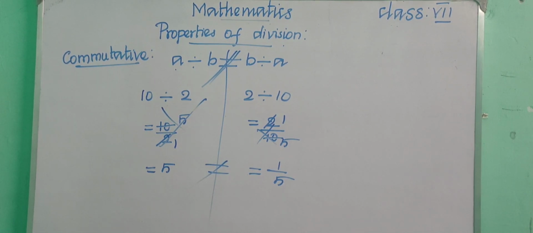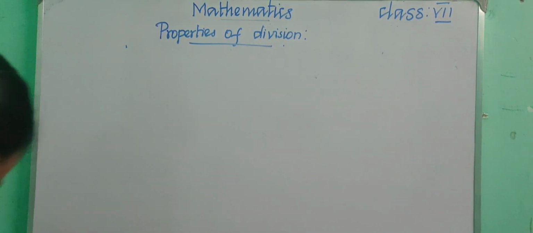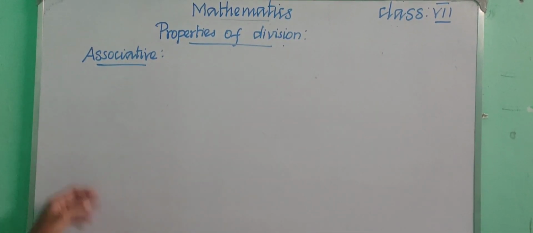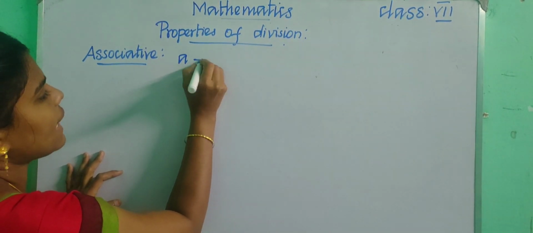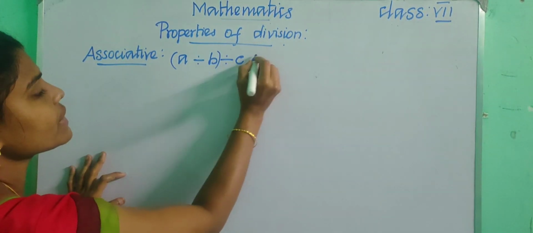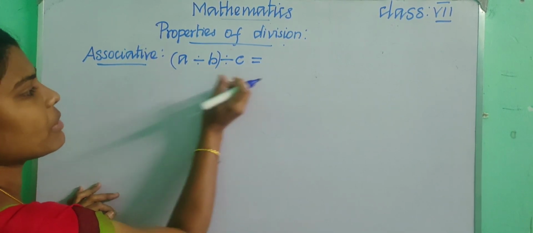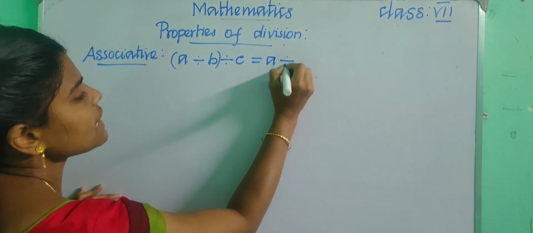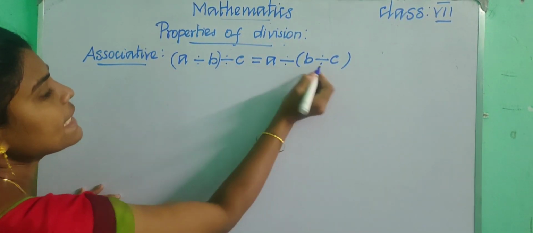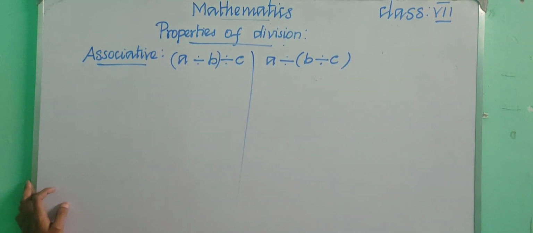Okay, so let us check with associative property. Associative property means if you have three integers, A divided by B divided by C, we will group them in different order. So if A divided by B divided by C, we are grouping A divided by B first. So here on the left hand side, A divided by B divided by C. Children, we will group this in different order. Let us check whether these two are correct or not.